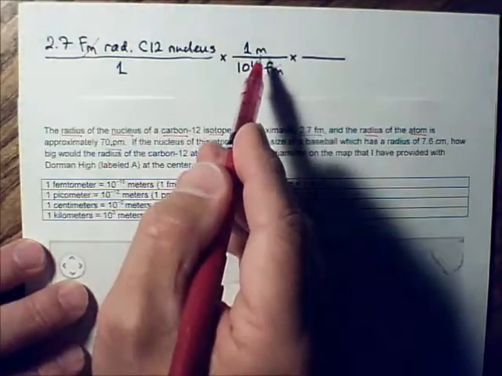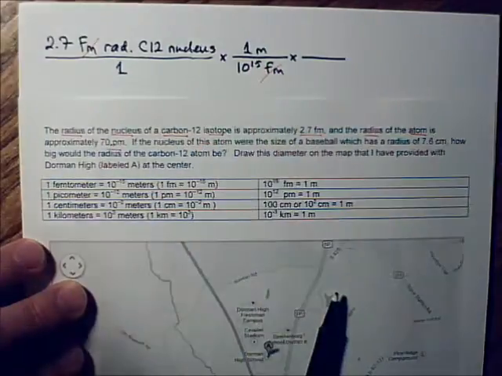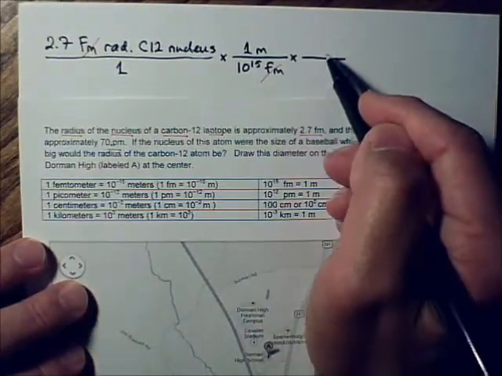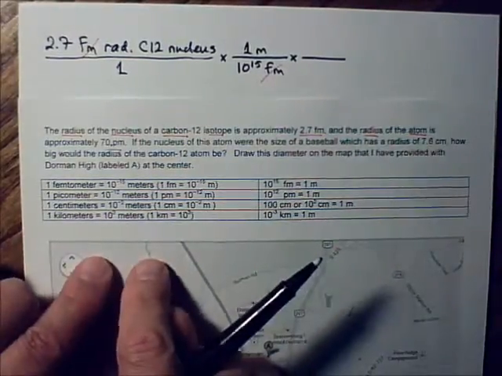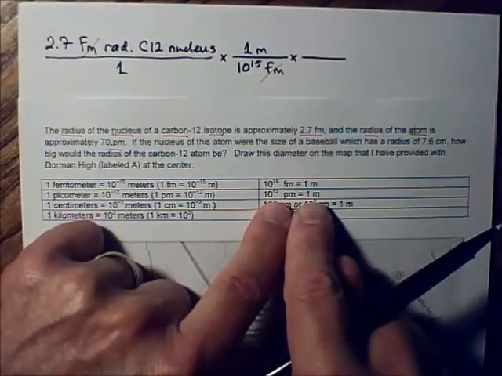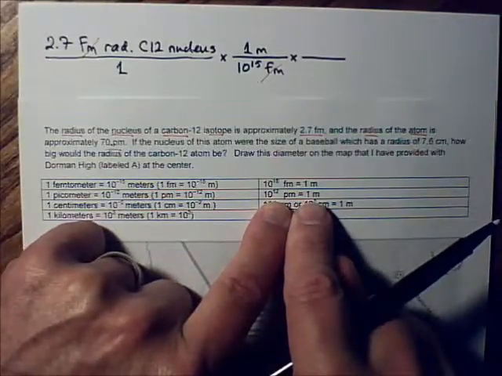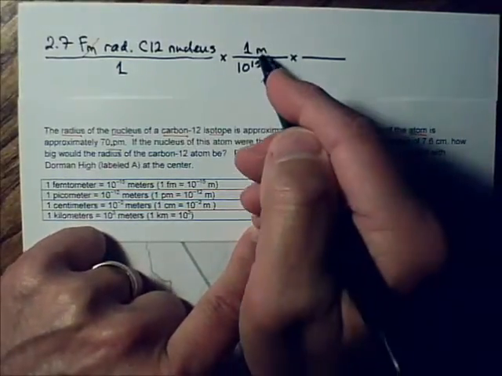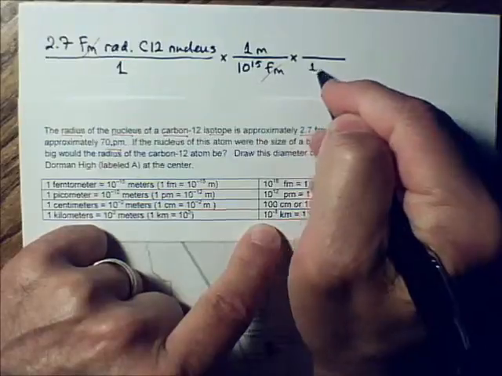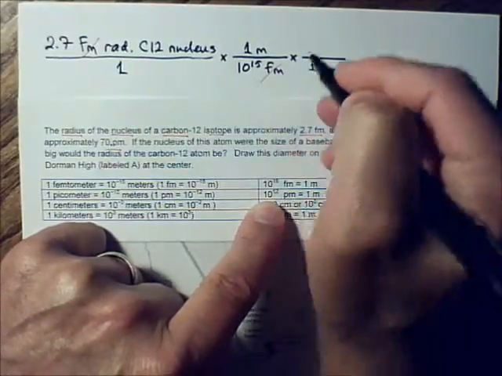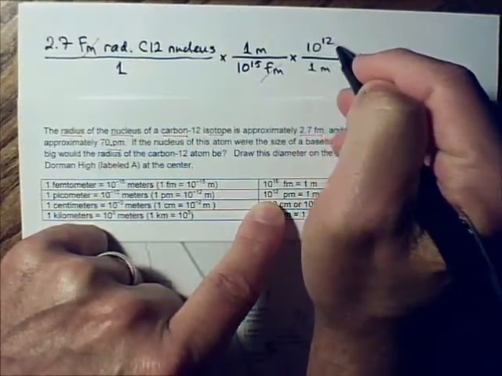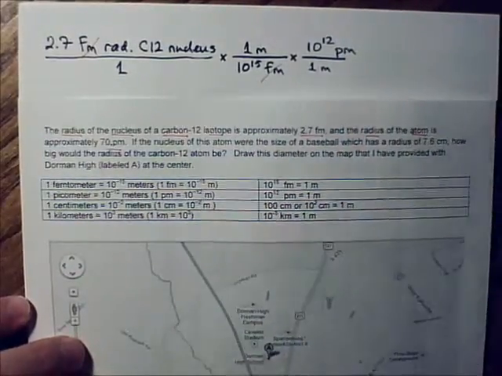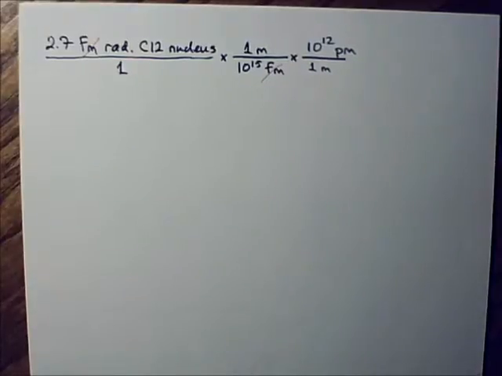Now I can change meters into what I'm trying to get to, picometers. So what do I put in this conversion unit? Okay, so this needs to go on top. The 1 meter needs to go on the bottom because I've got meters on the top now. So 1 meter goes on the bottom, and I'm trying to get to picometers, so I'm going to put 10 to the 12th on top. And that's picometers. Now I'm ready to find an answer to this.